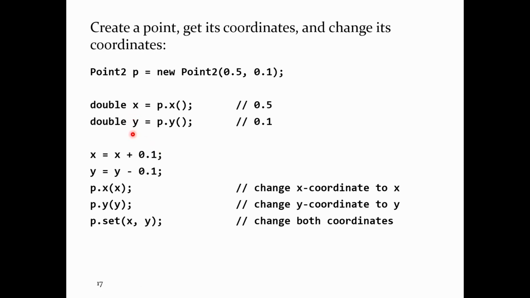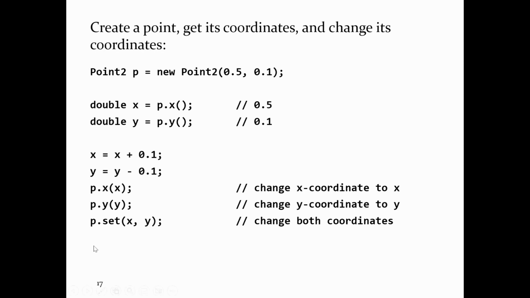Using our x and y methods, we can change them. I can add 0.1 and subtract 0.1 from x and y, and then I can change the coordinates of p by calling this method called x, this time with an argument. It takes in a double, so this version of x changes the coordinate of p to that value. And this version of y changes the coordinate of p to that value. So after calling those two methods, the coordinates of p are 0.6 and 0.